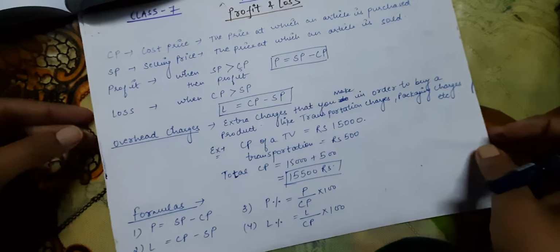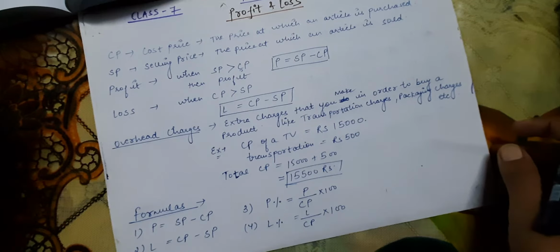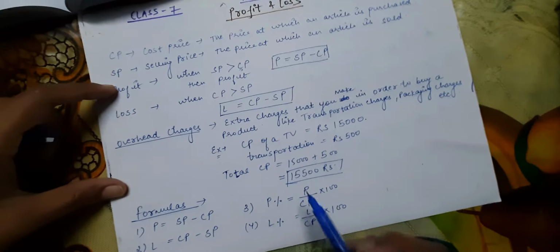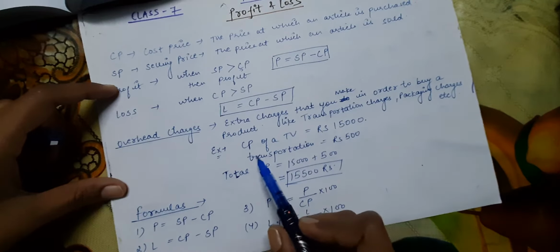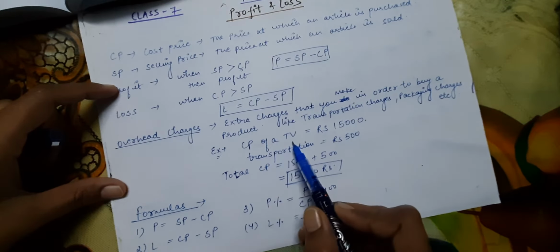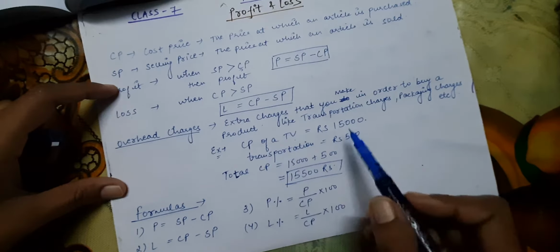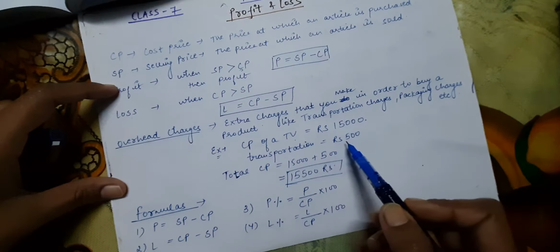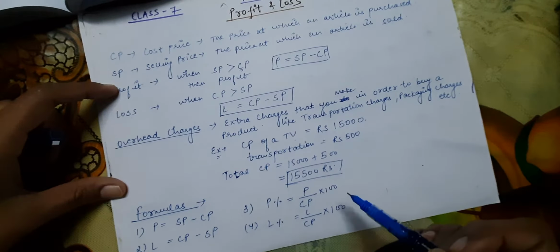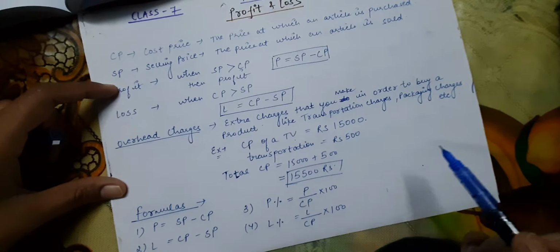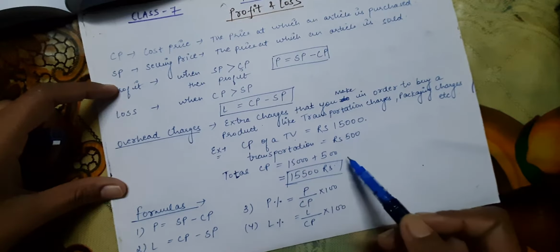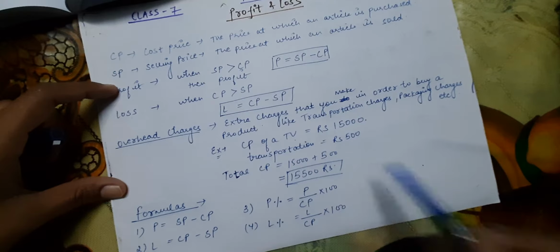Now we will discuss the overhead charges. Overhead charges are the extra charges that you pay in order to buy a product, like transportation charges and packaging charges. I have taken one example here to make you understand the concept. Suppose the CP, the cost price of a television, is 15,000, and the transportation charges you have invested on that TV are rupees 500. So the total CP, or the total amount you have spent on the TV in order to purchase it, is the sum of these two, 15,000 plus 500, which is 15,500 rupees.